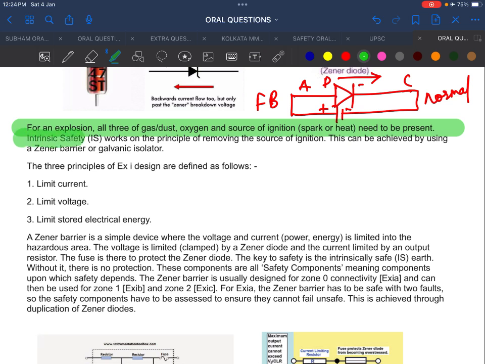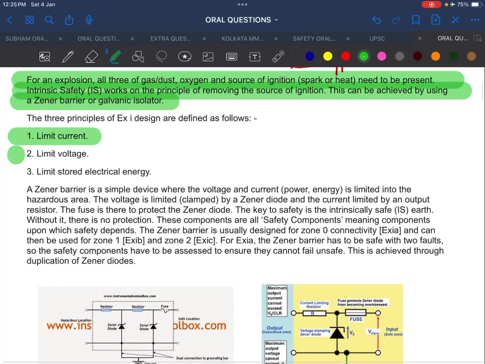Intrinsic safety works on the principle of removing the source of ignition. This can be achieved by using a Zener barrier or galvanic isolator. We use a Zener barrier and a galvanic isolator to limit the current, limit the voltage, and limit stored electrical energy. For example, a capacitor has stored energy, so we can limit this also. In the hazardous area we use capacitors of very few microfarads, or inductors of millihenries.